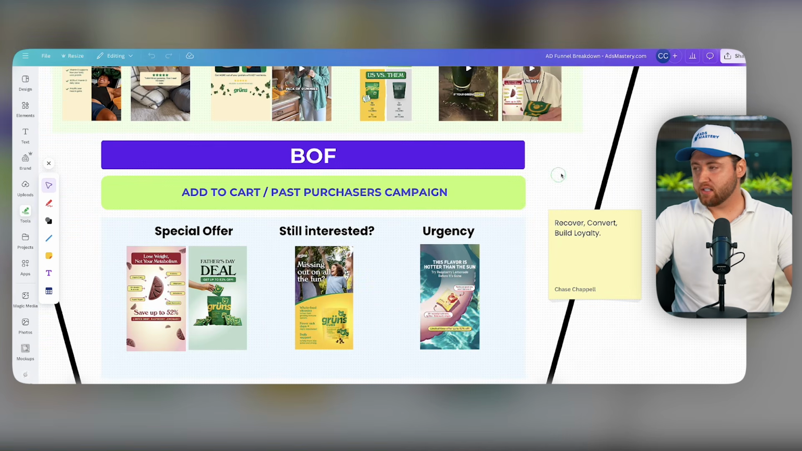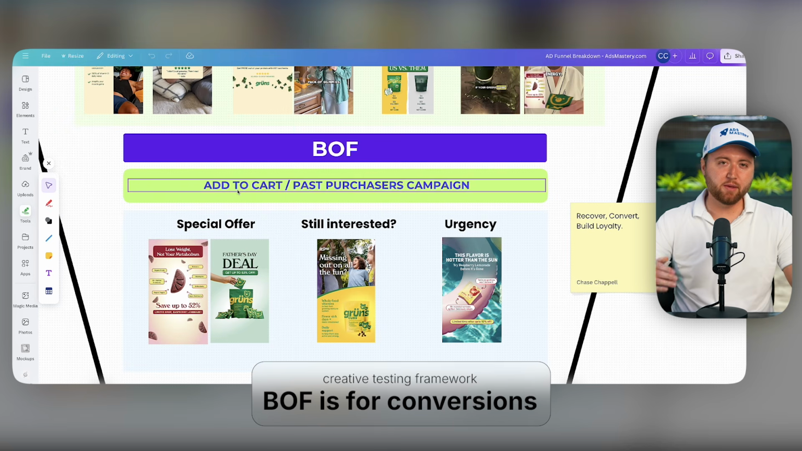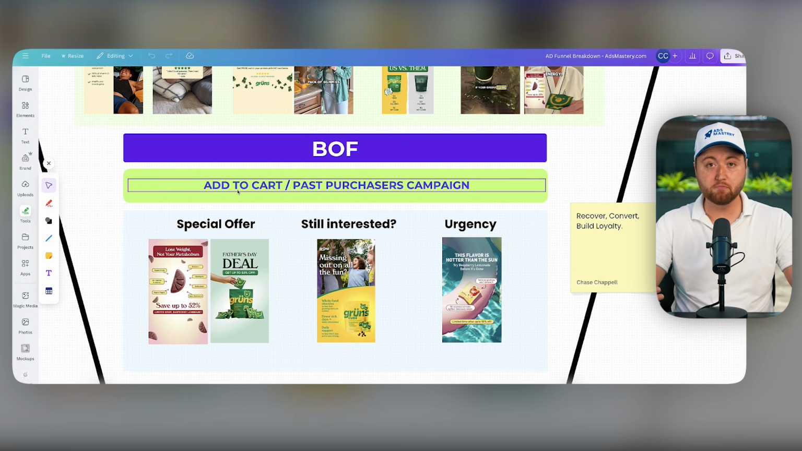The next layer of this is the bottom of funnel, and this is where people have maybe added to cart, they've really considered it, they almost purchased, or they have made a purchase but they haven't come back in a while, and because this is a consumable, we want them to buy.